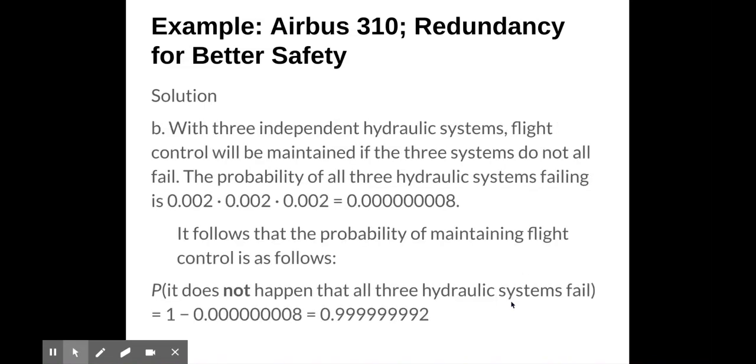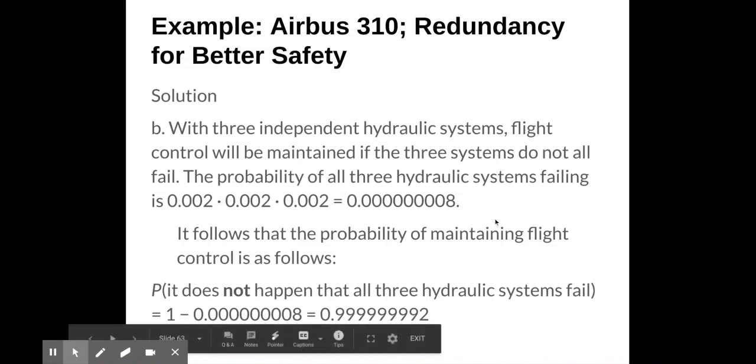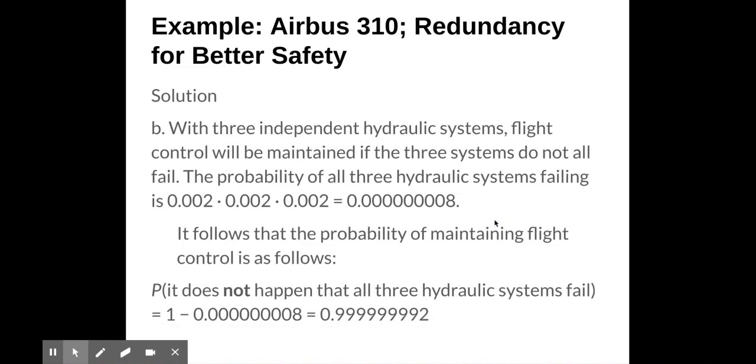But now what if we have 3 independent hydraulic systems, which these planes actually do? The probability that all 3 of them fail. So for this plane to lose control, all 3 systems would have to fail. For all 3 systems to fail means that the first system failed, the independent second system failed, and the independent third system failed. So the probability of that happening is 0.002 times 0.002 times 0.002, which gives us this 0.000000008 probability.